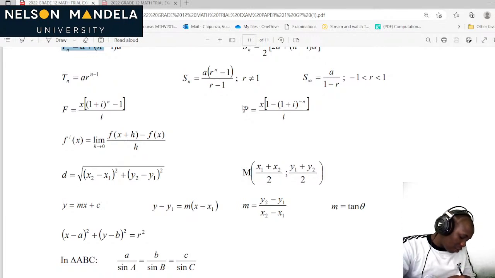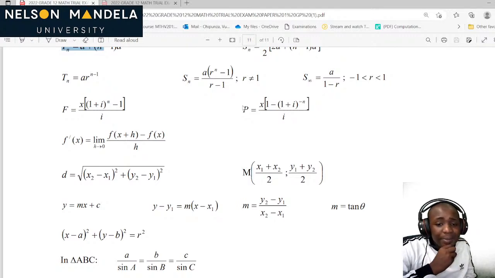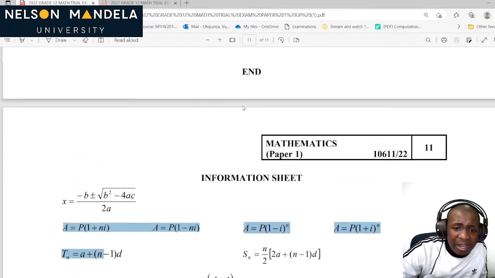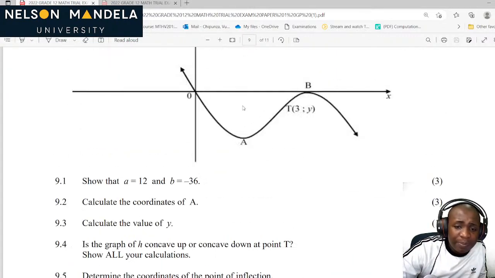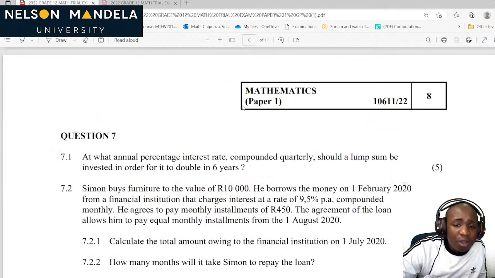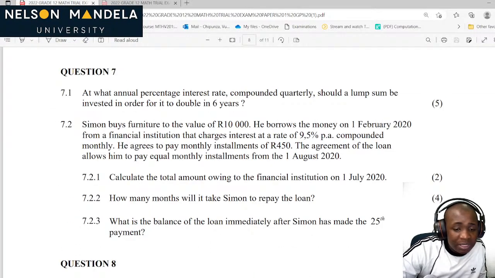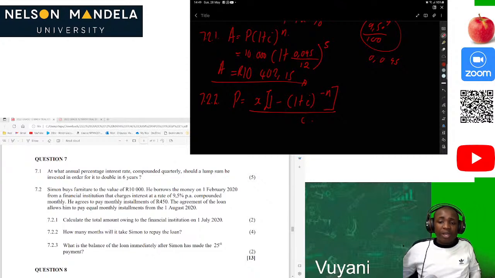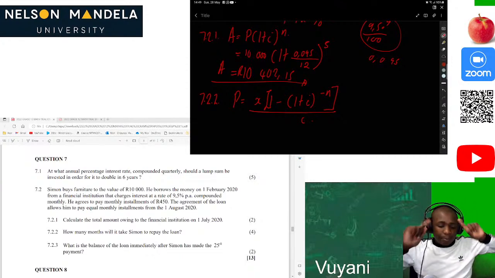So the first thing is always 7.2.2. We start by writing the formula. P is equal to x times 1 minus (1 plus i) to the power negative n, then we divide everything by i. That's the first thing. There's actually a mark for writing the correct formula, so guys, please make sure that you don't make mistakes. Write the correct formula at all times, because there is always a mark for that. Please listen to the question and write the correct formula. This is the formula we are using since he borrowed the money, he borrowed the loan.